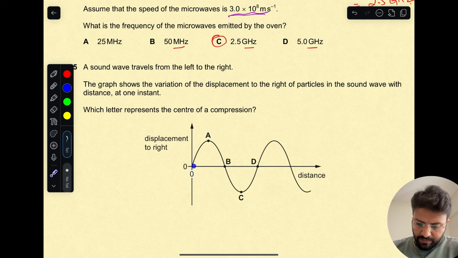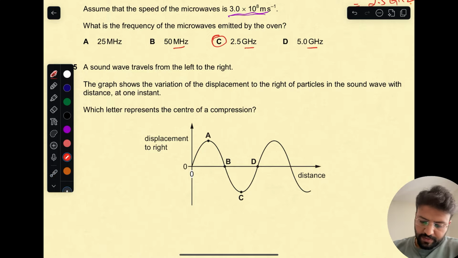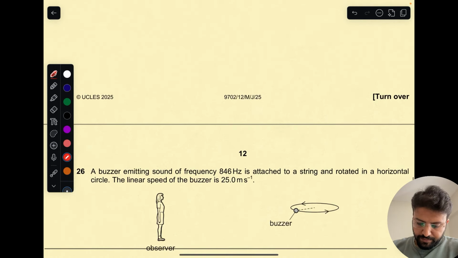It starts from there, then it will expand. So this will be the expansion point with maximum displacement, that is the rarefaction point of the wave, and then it will move back, and again zero displacement, it will be the compression. So this point B is the center of the compression.